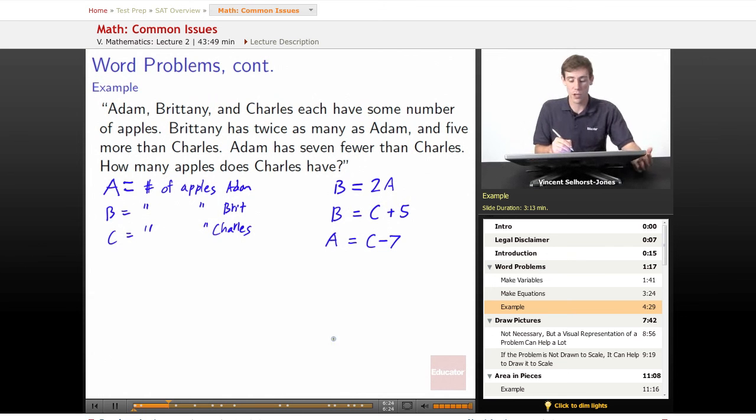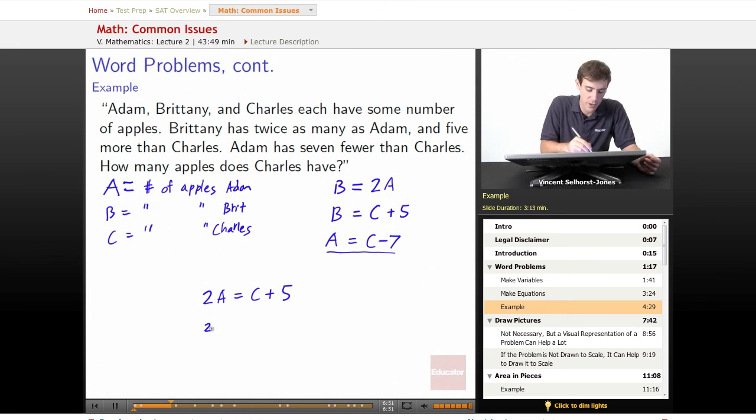We're ready to solve things. We'll solve this by substitution. So A equals C minus 7, B equals C plus 5, B equals 2A. What do we want to find out? We want to find out what Charles's number is. So we want to be able to keep C in our final equation. So let's go, B will go in here. So we've got 2A equals C plus 5. And then we also know here A equals C minus 7, so 2 times (C minus 7). Now it's getting a little hard to tell parentheses from Charles's C, so I'm going to make the parentheses extra obvious, equals C plus 5.